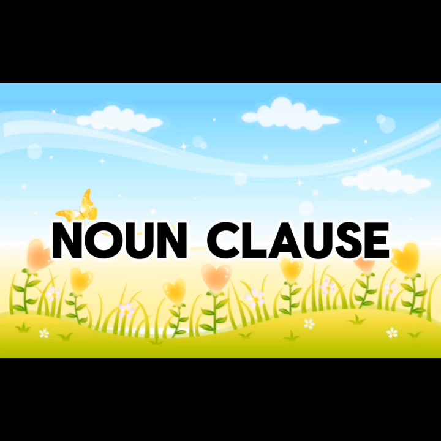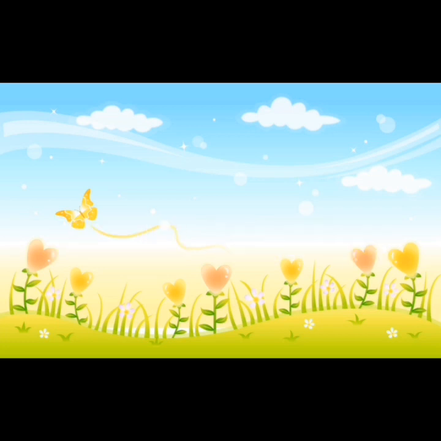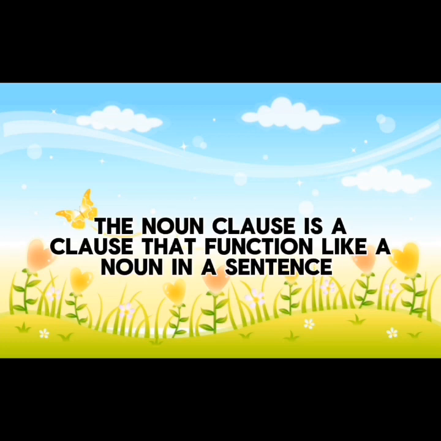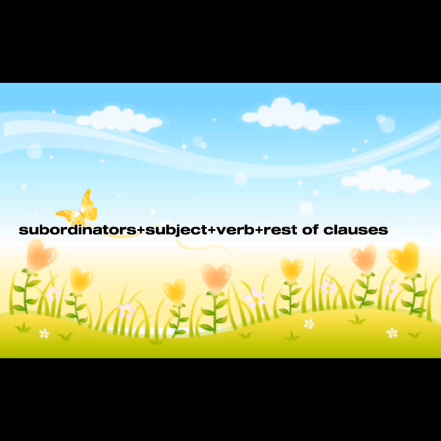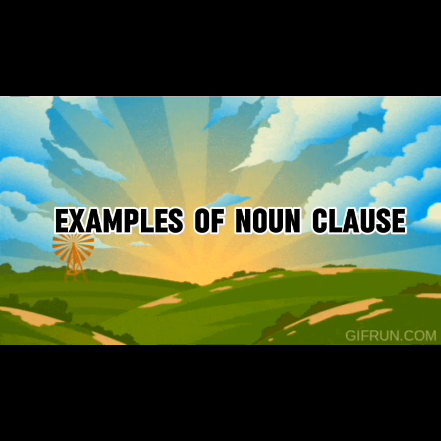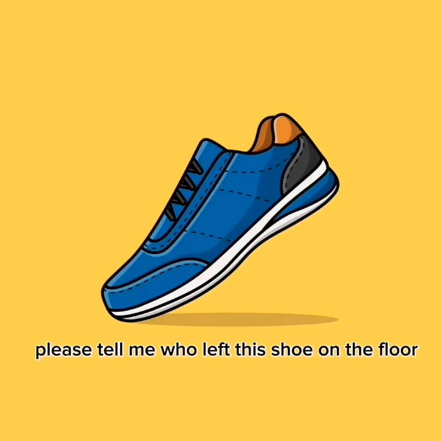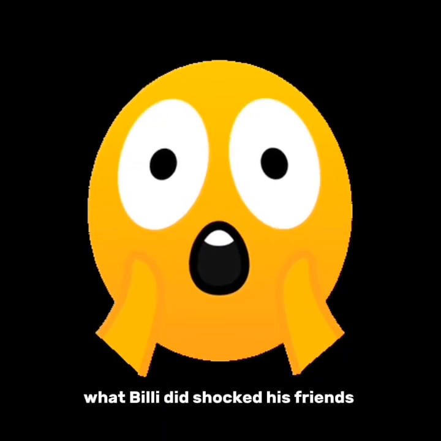Noun clause. A noun clause is a clause that functions like a noun in a sentence. Structure of a noun clause: subordinator plus subject plus verb plus rest of the clause. Please tell me who left this shoe on the floor. What Billy did shocked his friends.